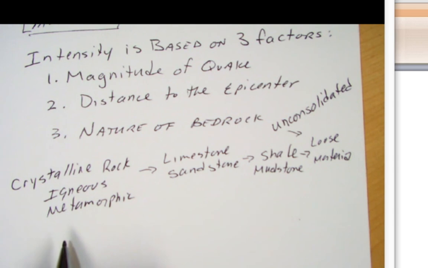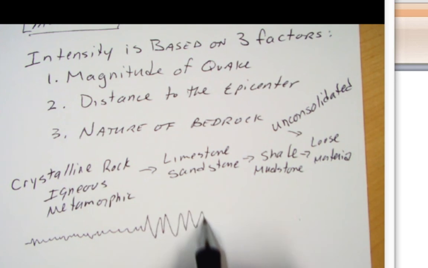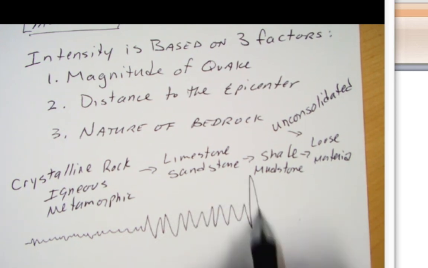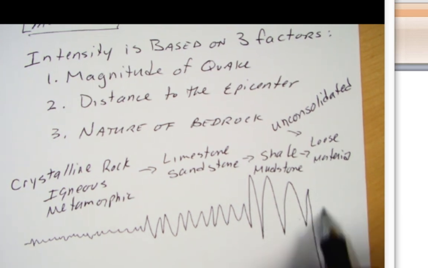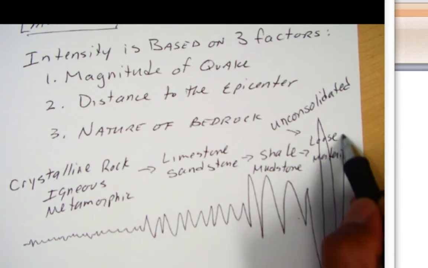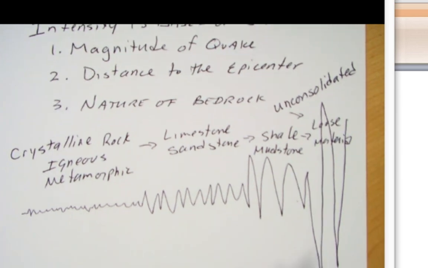So for the same earthquake, let's say it's a magnitude 5 earthquake, the shaking here would be pretty small in the crystalline rock, because it's a strong rock. When you get to limestone, you'll see a little bit more shaking. Sandstone's more shaking here. Shale, you'll see more shaking. Finally, when you get to the loose material, it's like living on a bowl of gelatin. It's going to really shake with a very large amplitude, right? So this is what I mean by nature of the bedrock.